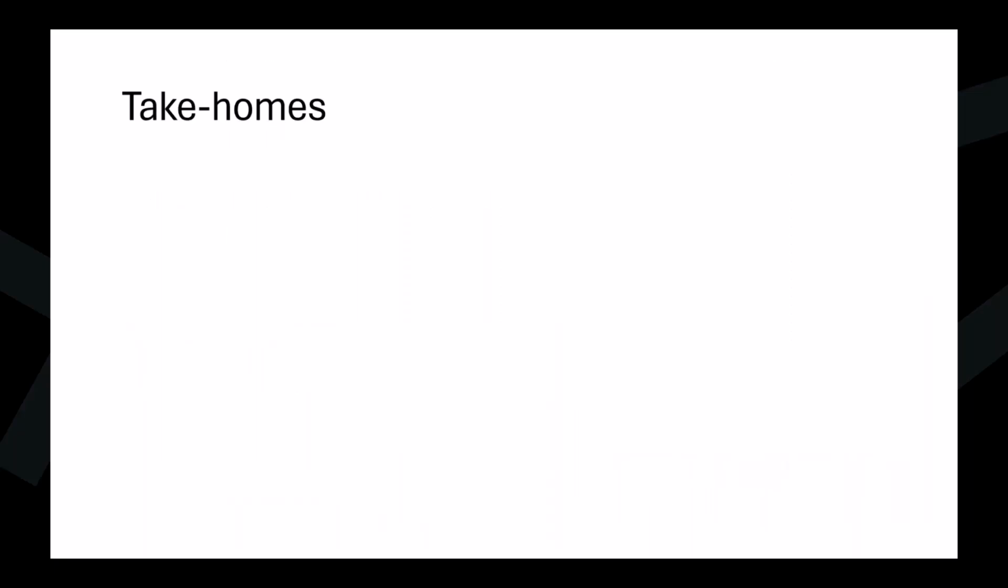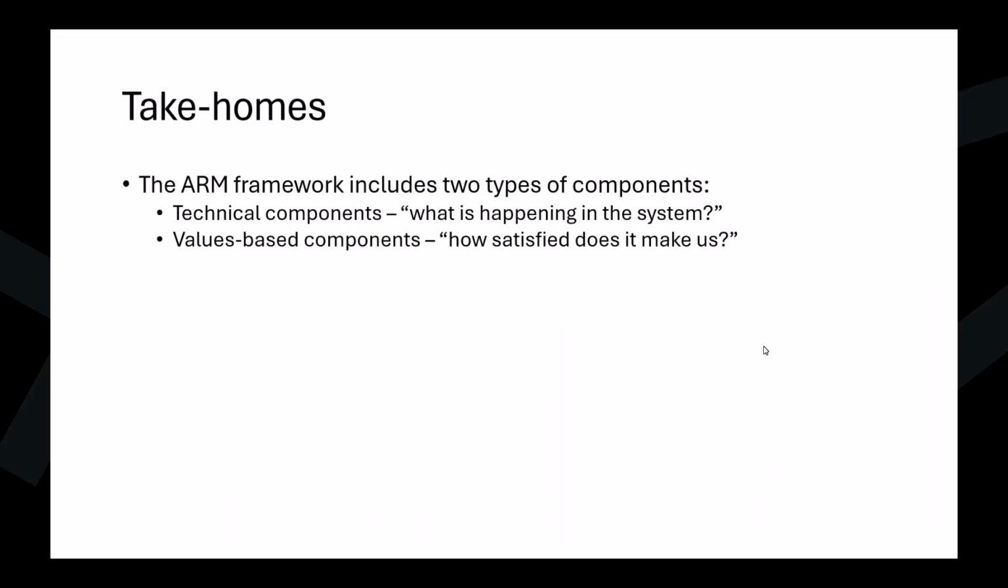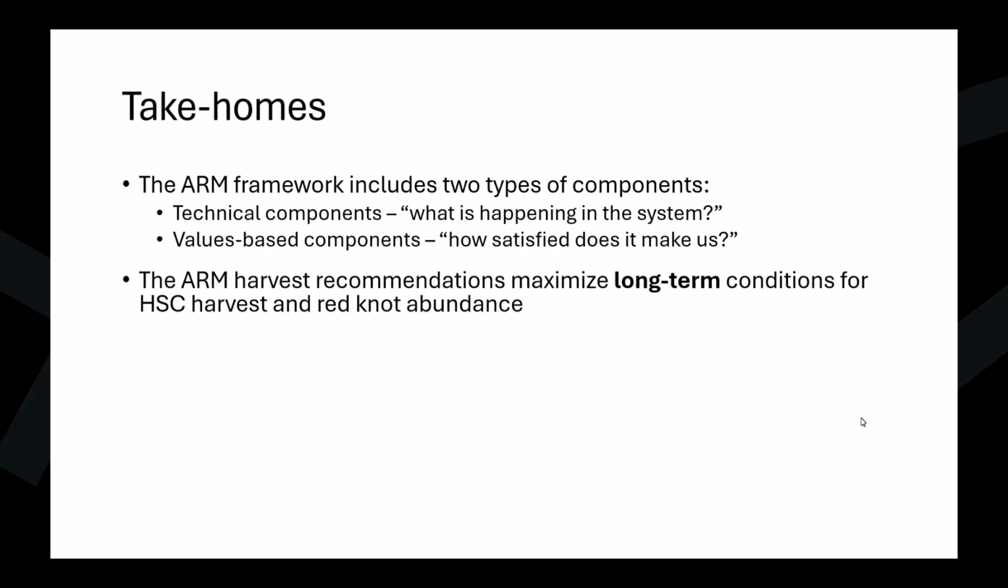Okay, so what do we take from this comparison? In general, the ARM framework has 2 kinds of components: the technical ones that we talked about mainly in the last educational session, and these value-based components that are the focus of the upcoming workshop. Again, we showed some examples where we were calculating rewards, say, for 1 year, but in fact, what the ARM seeks to do is to maximize the long-term reward over a 100-year time horizon.